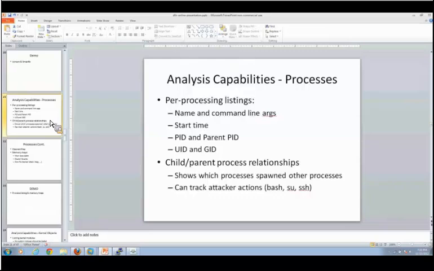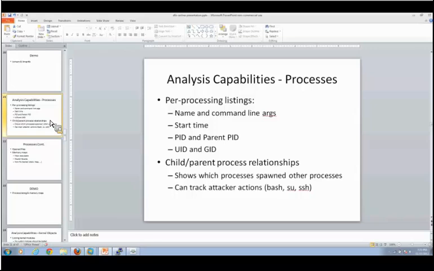For each process, what we want to be able to see is the name of it, the command line arguments, the start time, which Linux stores, and then the other information that can help us look at it on the file system and also look at malware and attacker activity, which is the process ID, the parent process ID, which lets us see what process spawned one, also the user and the group ID. Then we're going to look at the pstree plugin, which takes the parent ID and the process's PID, and it shows those relationships.